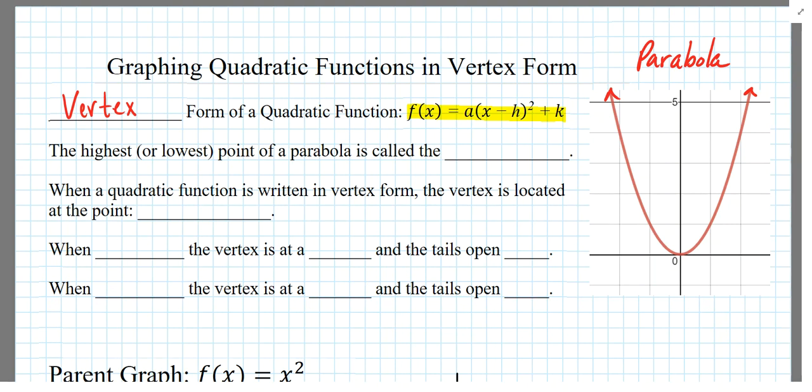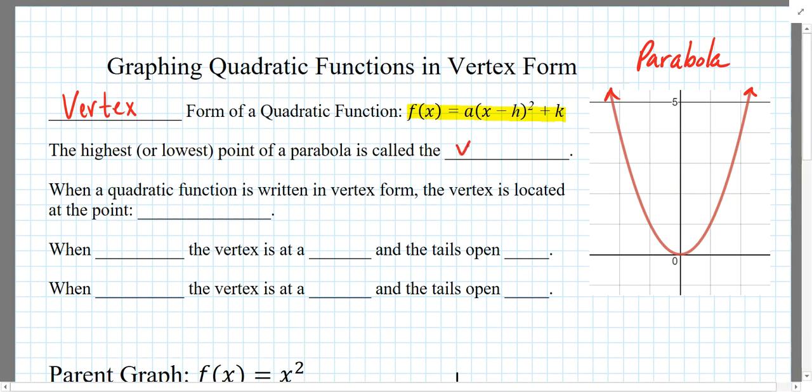The highest point of the parabola if the tails point down, or the lowest point if the tails point up, is called the vertex of the parabola. Fortunately, the vertex is easy to identify when the equation is written in vertex form. The coordinate formed by the values in place of h and k produce the vertex.